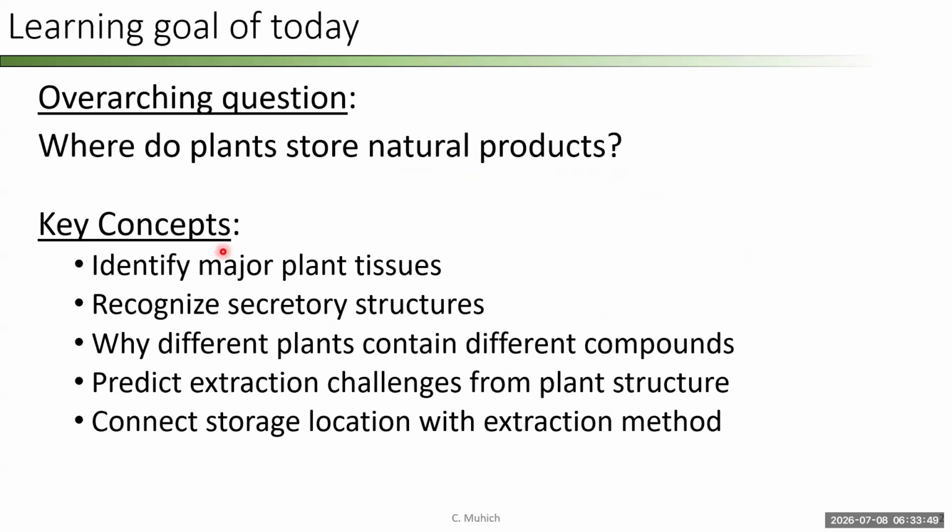The key concepts that you should take away are being able to identify major plant tissues, recognizing secretory structures, why different plants contain different compounds, predict extraction challenges from plant structures, and connect storage locations with extraction methods.